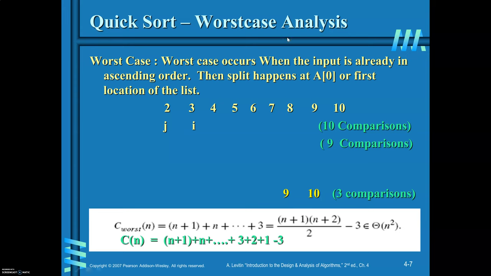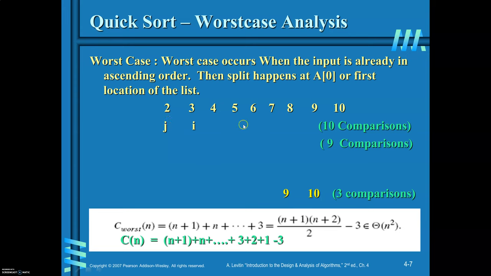Whenever the elements are already in ascending order, if you give the input in ascending order, then this is the example for the worst case. So 2, 3, 4, 5, 6, 7, 8, 9, 10 is being taken here. So scan from left to right, that is increment I. Here you are finding an element greater than the pivot, and scan from right to left. Here you are finding an element less than or equal to the pivot element.